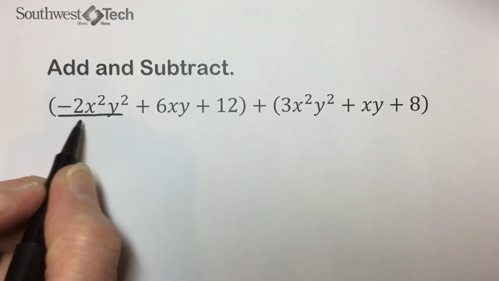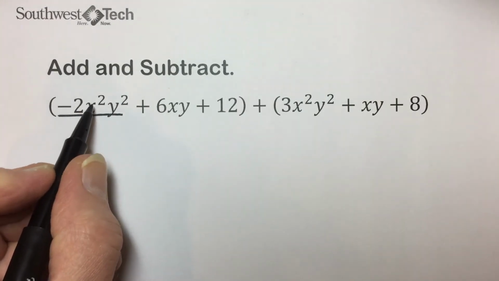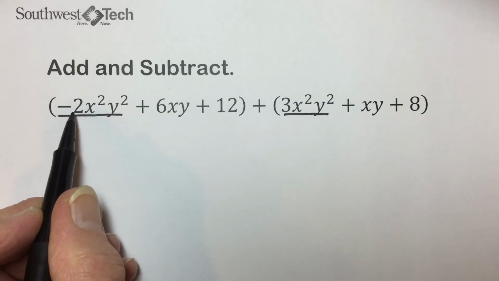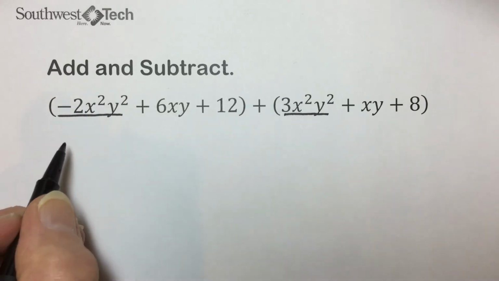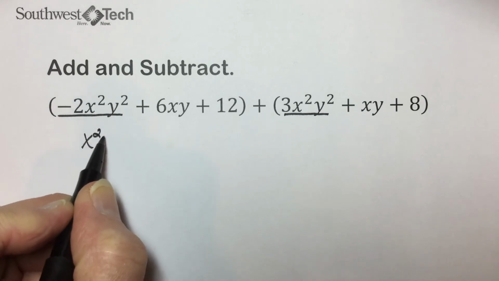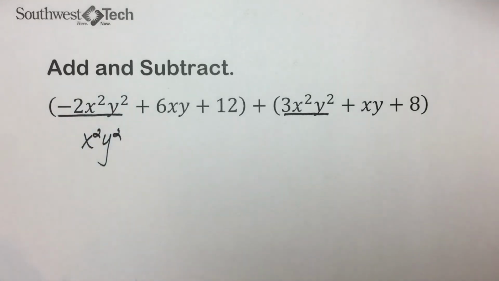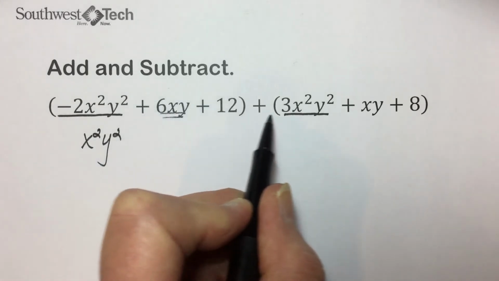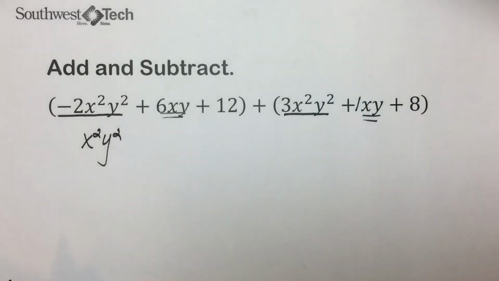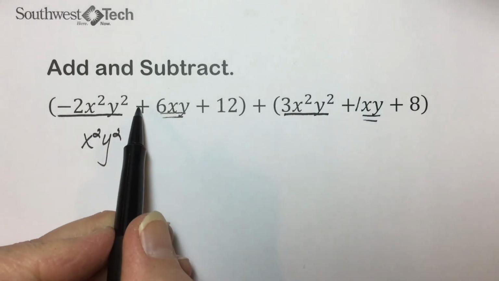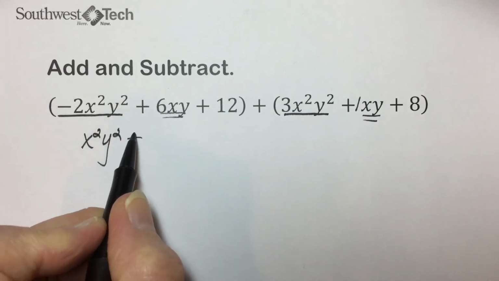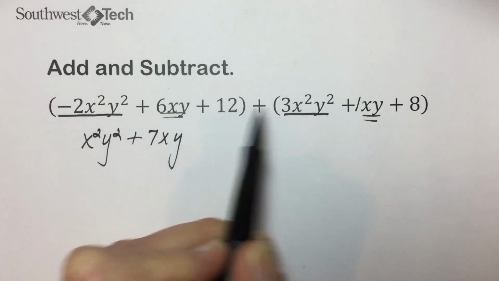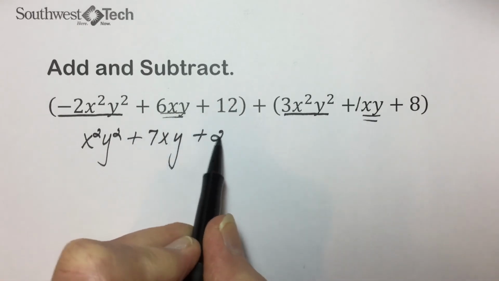A similar term to this first one, having x to the power 2, y to the power 2, is here. Combining the coefficients, -2 plus 3 results in 1 x to the second, y to the second, using the distributive property. We have a positive 6xy, and here we have another xy term. Combining the coefficients of a positive 6 plus 1 more results in 7xy, and constant terms, positive 12 plus 8 results in 20.